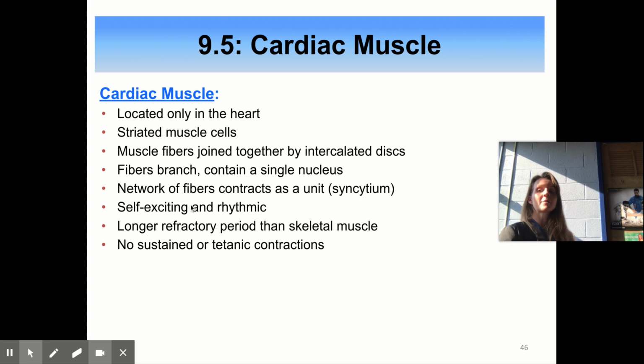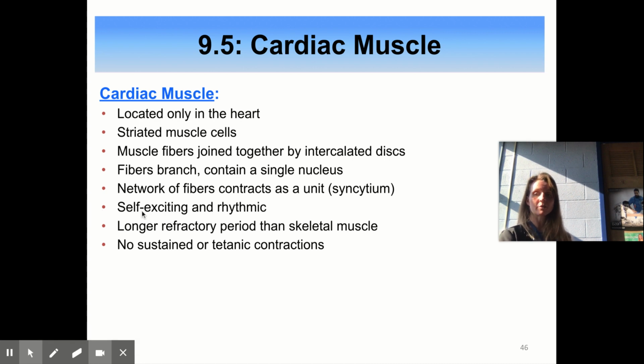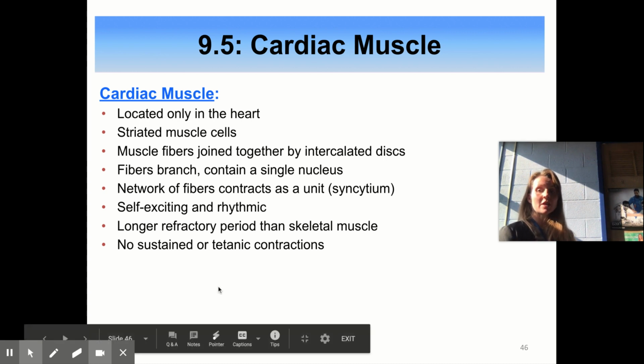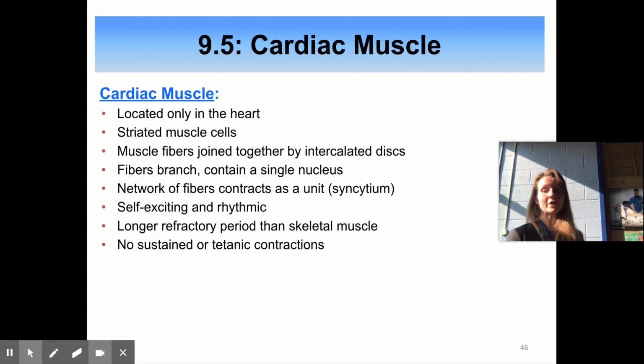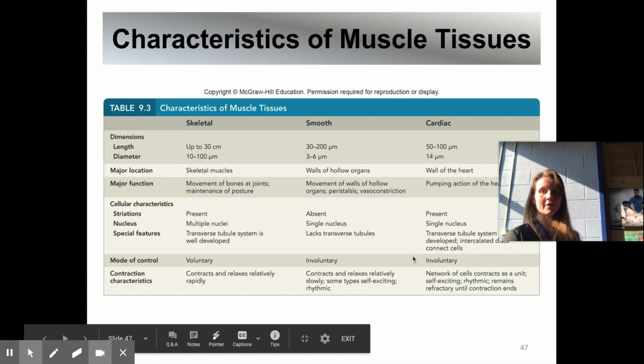All right, there's a network of fibers that contract as a unit. All right, they're self-exciting and rhythmic. All right, so these are automatic. You're not controlling how fast the rate of your heart is beating, and they have a longer refractory period than skeletal muscle. So that relaxation of the muscle takes a little bit longer before it can contract again. And no sustained or tetanic contractions. So they don't have stronger contractions and weaker contractions. All right. It just has a heart pulse of how long it can go.